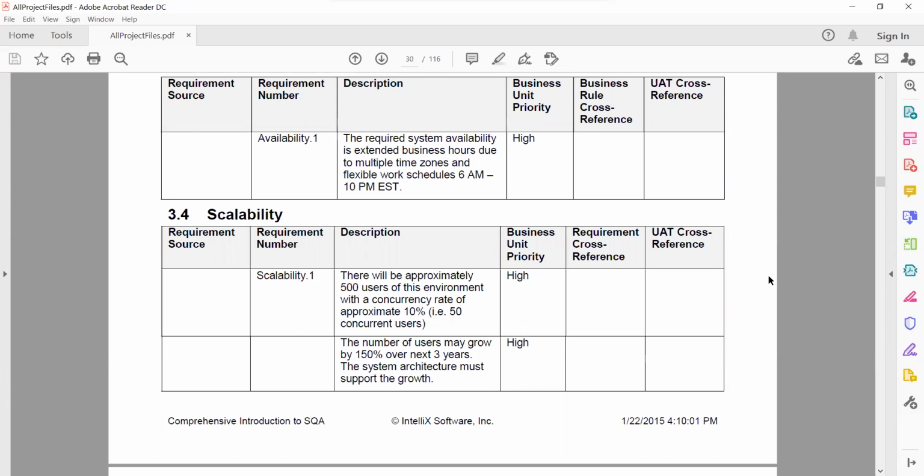So the system concurrency rate should be at least 10%. It could be more than that. So it says that you need to design to handle at least 10% of it.